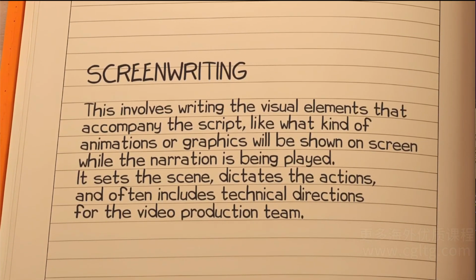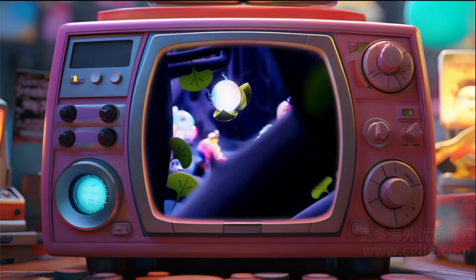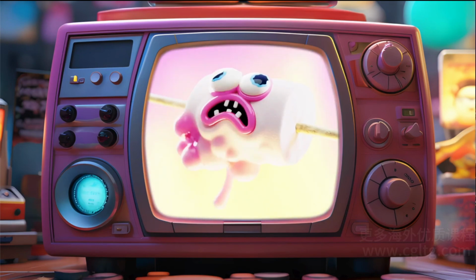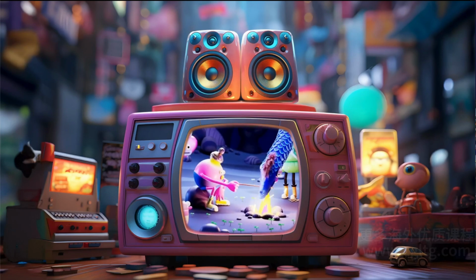Screenwriting, on the other hand, would involve writing the visual elements that accompany the script, like what kind of animations or graphics will be shown on screen while the narration is being played. It sets the scene, dictates the actions, and often includes technical directions for the video production team. Script writing is like the audio, the spoken content, the message you're trying to convey. Screenwriting is like the video, the visual aspect, what the viewer sees on the screen. Both elements need to work in harmony to create a compelling explainer video.